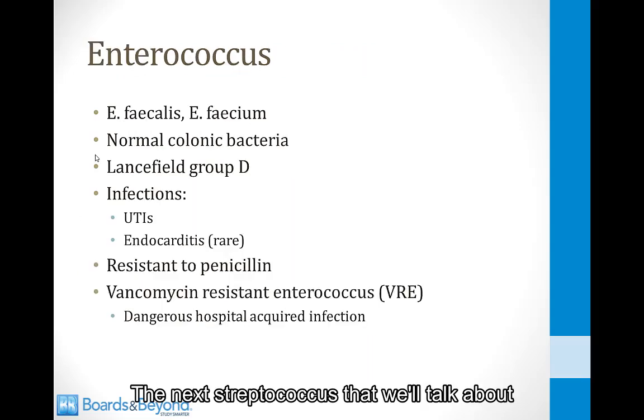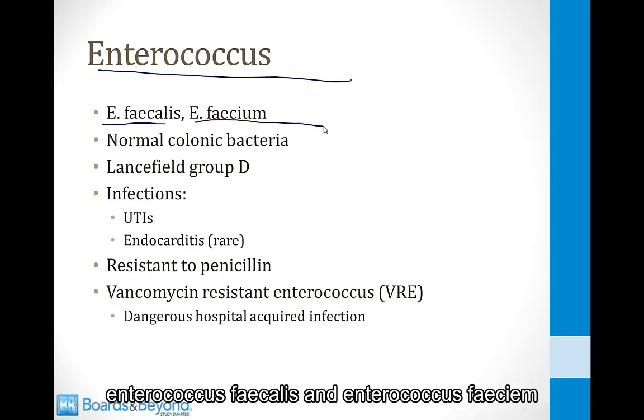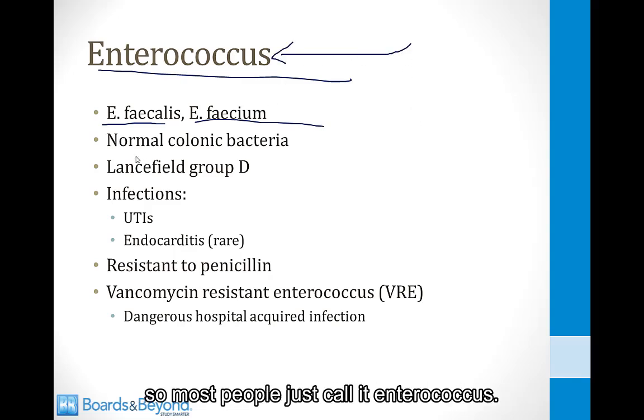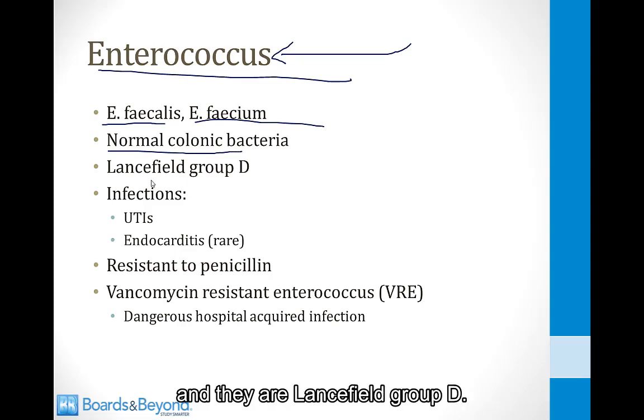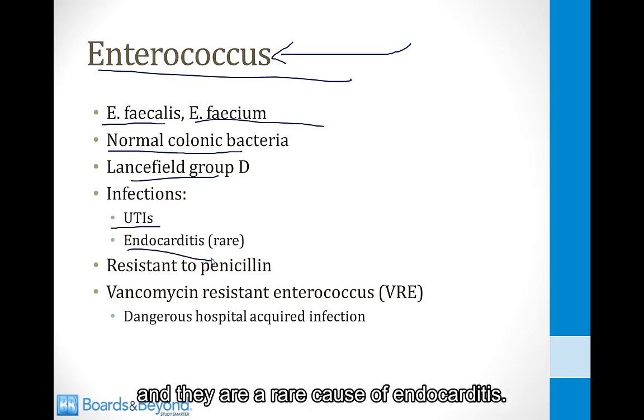The next streptococcus that we'll talk about is Enterococcus. There are two of these that are medically important, Enterococcus faecalis and Enterococcus faecium, but they both cause similar infections, so most people just call it Enterococcus. They are normal colonic bacteria, and they are Lancefield group D, and the two infections that they can cause are UTIs, and they are a rare cause of endocarditis.